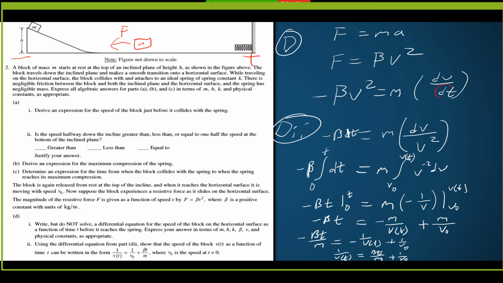So here I have a dt. I'm going to multiply both sides by dt and move that to the left, and move all of my velocities, my only other variable here, to the opposite side. So that gives me dv over v squared on the right side, times my mass, which is a constant, equal to negative beta, a constant, times dt, my change in time. Any questions on the first step? No.